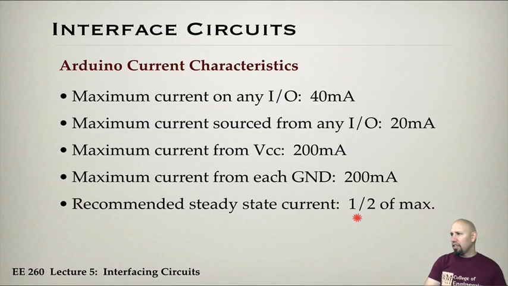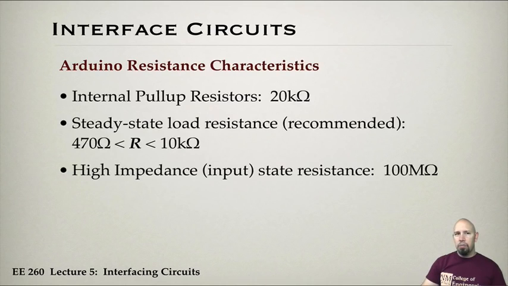Recommended steady state current is 1/2 of max. So even though you could conceivably get 40 milliamps, you don't want to do that. This is maximum, this is recommended. Similarly with the current sourced. Okay, so these are the current characteristics. Let's move on to the resistance characteristics.